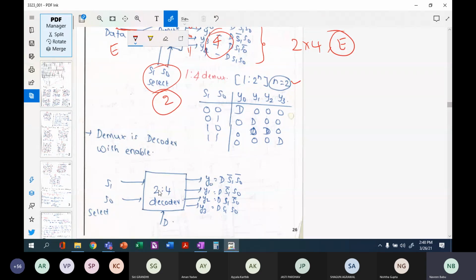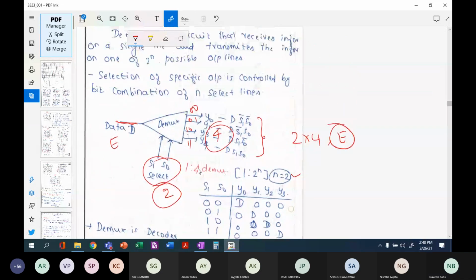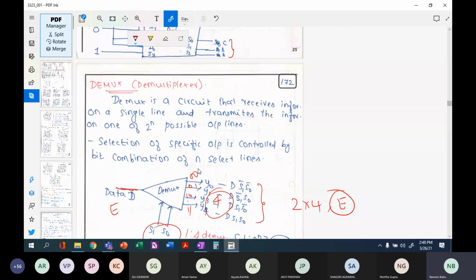Your select lines will be the inputs, a 2x4 decoder. The Boolean expressions are almost similar to the demultiplexer. So with this, we complete the combinational circuits. Any doubts till this? There are not many problems or examples with the demultiplexer. A lot of problems are only with multiplexers and decoders, not even with the encoders.